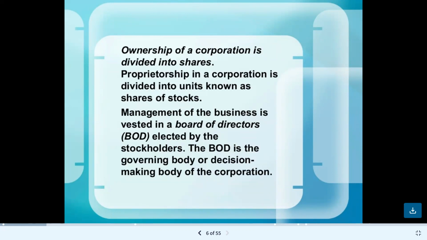And ownership of a corporation is divided into shares. Proprietorship in a corporation is divided into units known as shares of stock. Management of the business is vested in what we call the board of directors, or the BOD, elected by the stockholders or the shareholders. The BOD is the governing or decision-making body of the corporation, the one who will manage and govern its operation. And take note, they are elected by the stockholders or the shareholders.